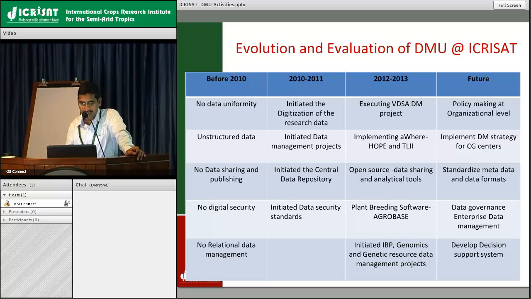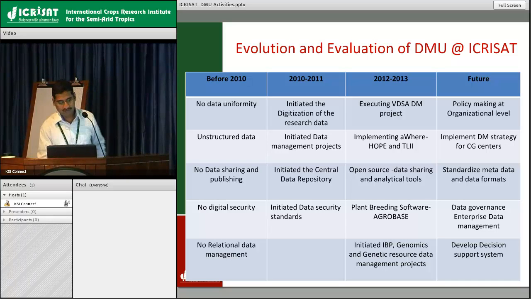When you look at this slide, this is the evolution of the DMU at ICRISAT. Before 2010, there was not much data sharing and publishing. Data was unstructured, not specific to a project, but unstructured meaning there was no proper metadata format for standardization, and there was no relational database management.